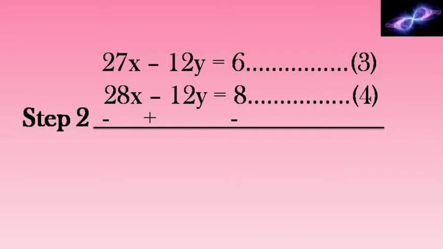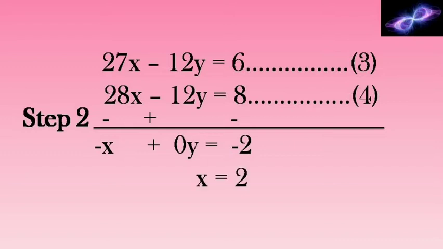In the next step you would see this is minus x because 27x minus 28x would be minus x. 12y negative, 12y positive would finish off, and 6 minus 8 is minus 2. So minus x is minus 2 and x would be 2.